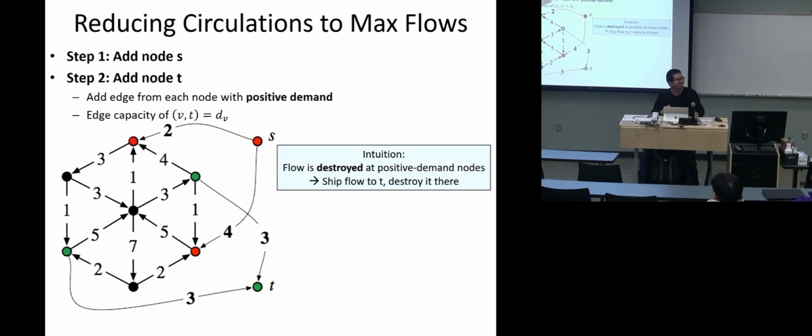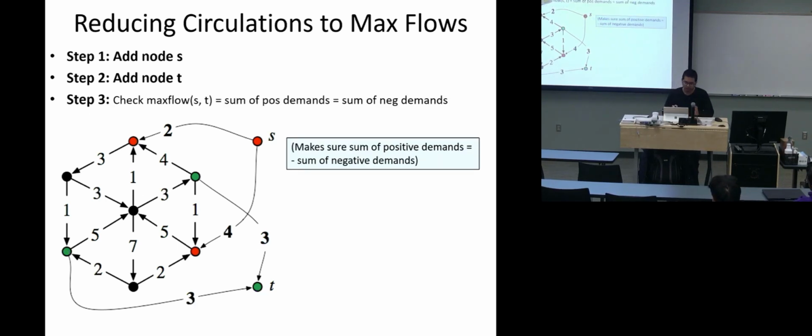Then do the same for the sink. The green guy will be connected to the super sink. The demand will equal the capacity. Now once I look at this graph, what I'm going to check is whether there is a max flow from S to T such that the value of the flow is the sum of positive demand.